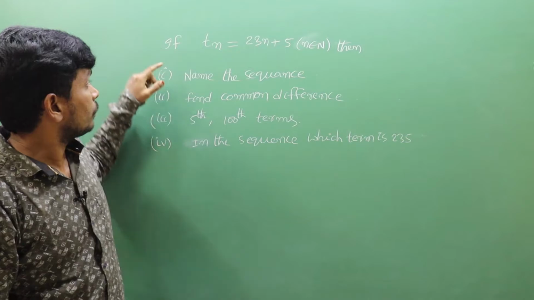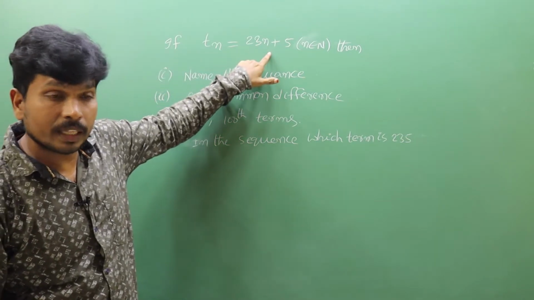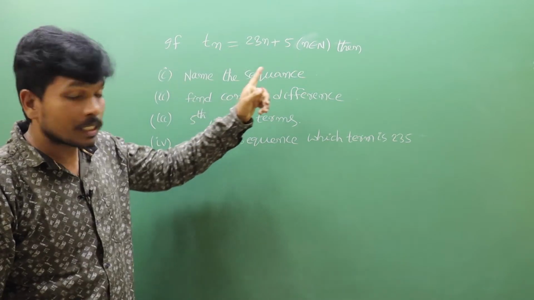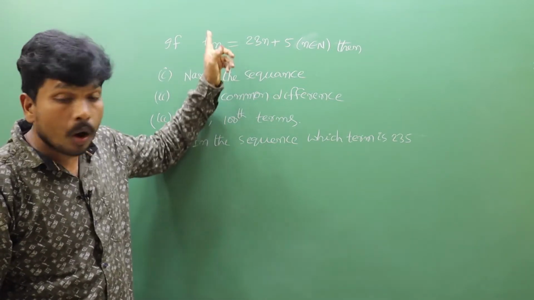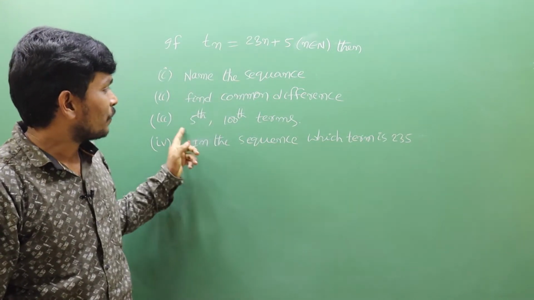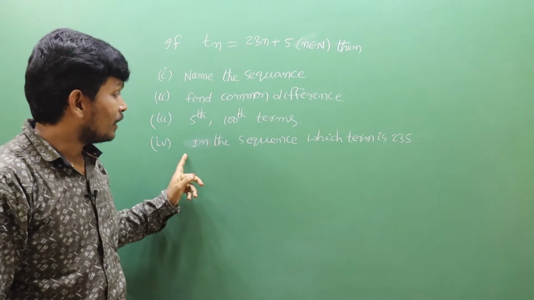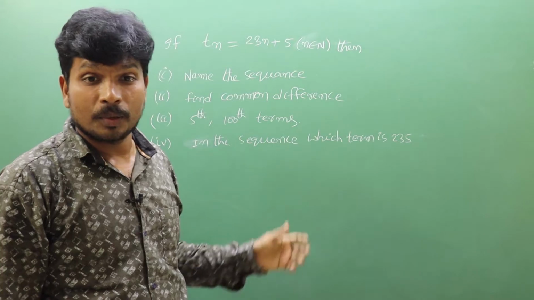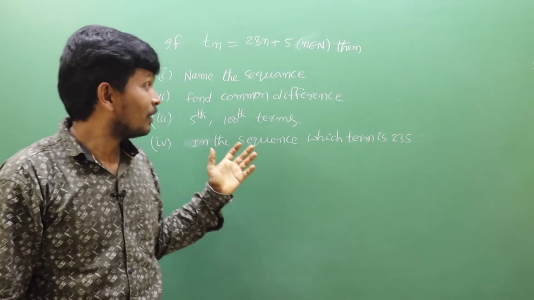Observe the problem. If Tn is equal to 23n plus 5, where n belongs to the natural numbers, then name the sequence, find the common difference of the sequence, the 5th and 100th terms in the sequence, and which term is 235. So, a very logical question, no?